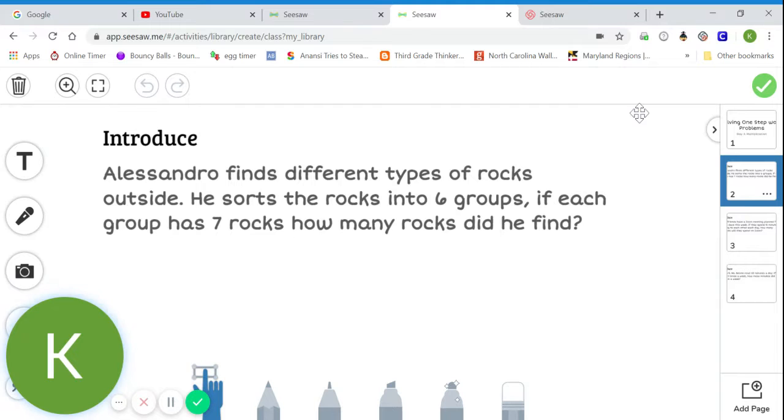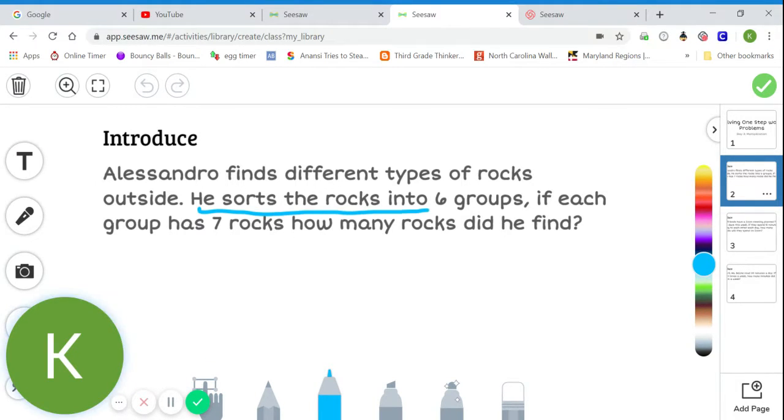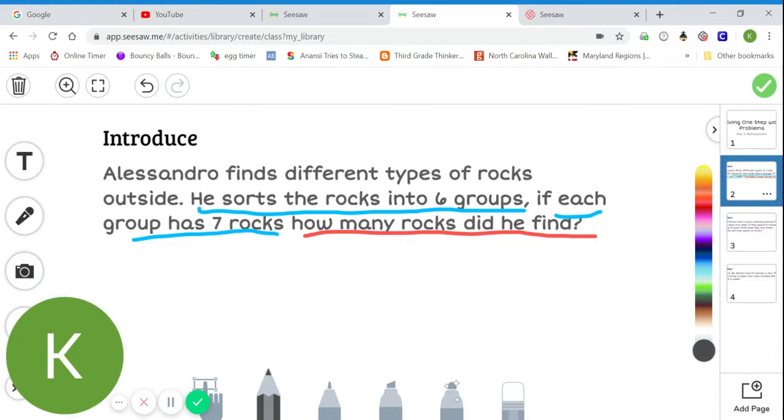Based off of my story, I'm just going to underline some important information. I know he sorts the rocks into 6 groups. So I know I have 6 big groups. Each group has 7 rocks. So every time I make a group, I have to put 7 rocks in it. The big question here is how many rocks did he find? So I should be able to figure out the number of rocks he found once I've drawn a model.